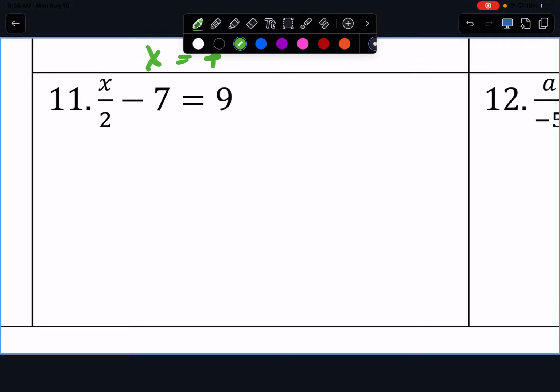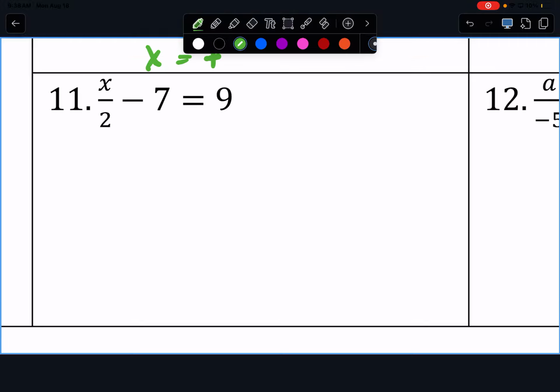So for number 11, do I need to move, or do I need to get rid of the divided by 2 or the minus 7 first? So is negative 7 being divided by 2? So should I move that first? All right. The only time you get rid of this first, okay, is if it's happening to everything. Okay, does that make sense?